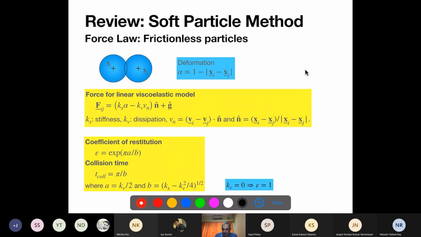And of course, we have Fij equal to 0 if alpha is less than 0. Alpha less than 0 means that the particles are not touching. Alpha is essentially just the distance. This distance is basically alpha. So it's positive if the particles are overlapping, becomes 0 when they're just touching, and if the particles are apart, then it will be less than 0. So in that case, Fij is just equal to 0.